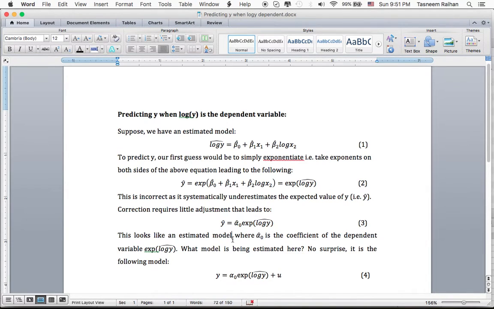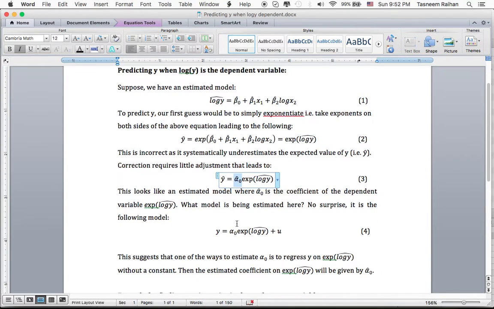So what is the model that's being estimated here? If this is an estimated model, what is the actual model we're estimating? Well, it's no surprise, it's just the following model. The model which is being estimated in equation 3 is actually this equation 4. So y equals alpha naught exponent of log y hat plus u. This is the equation that's being estimated in equation number 3. So the original equation is equation number 4.